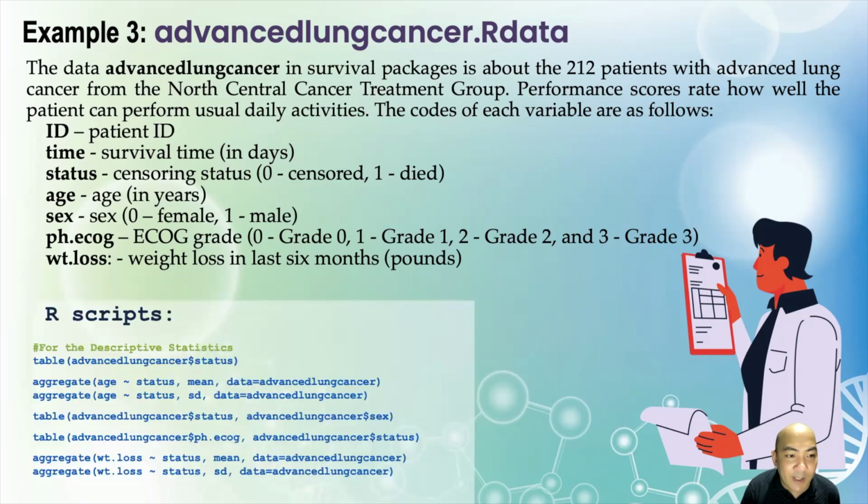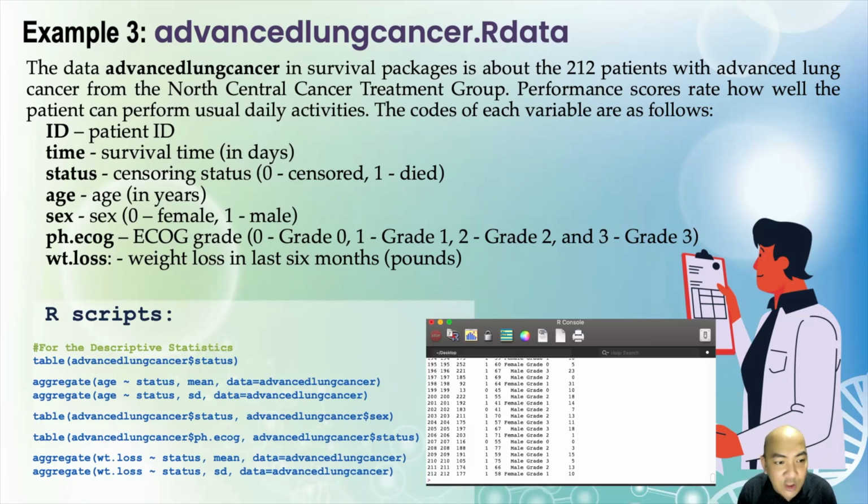So the first thing that we may do is to get the descriptive statistics, like let's count how many patients died and were censored. We may calculate that using the table function. So table(advancedlungcancer$status). And we can see 62 patients died out of 212, and 150 are censored. And we may also compute the mean age of the patients who died and did not die.